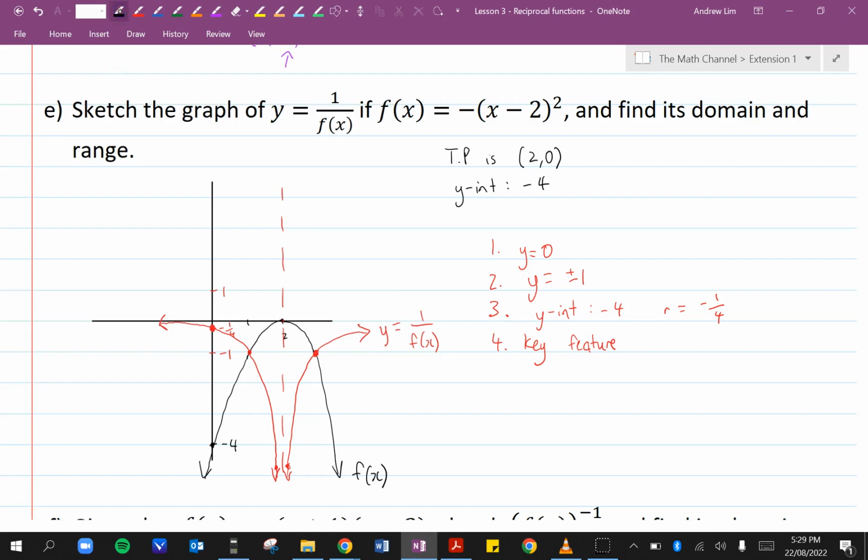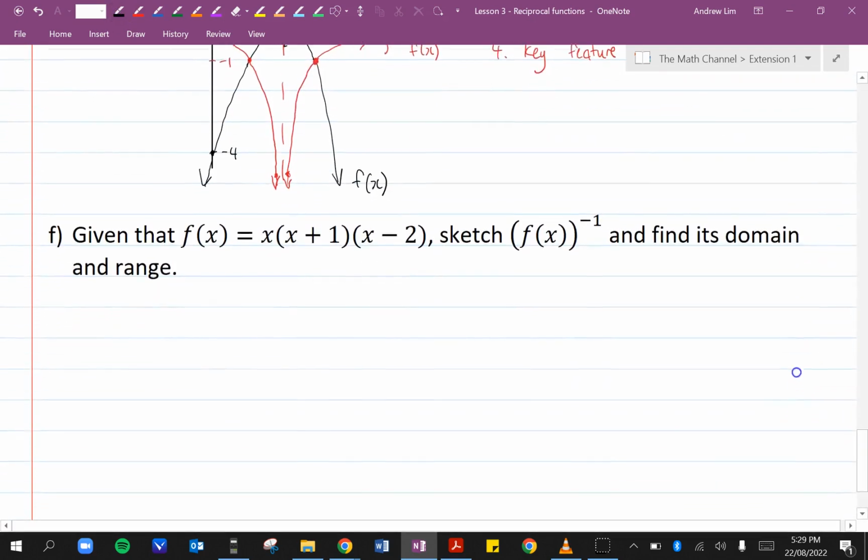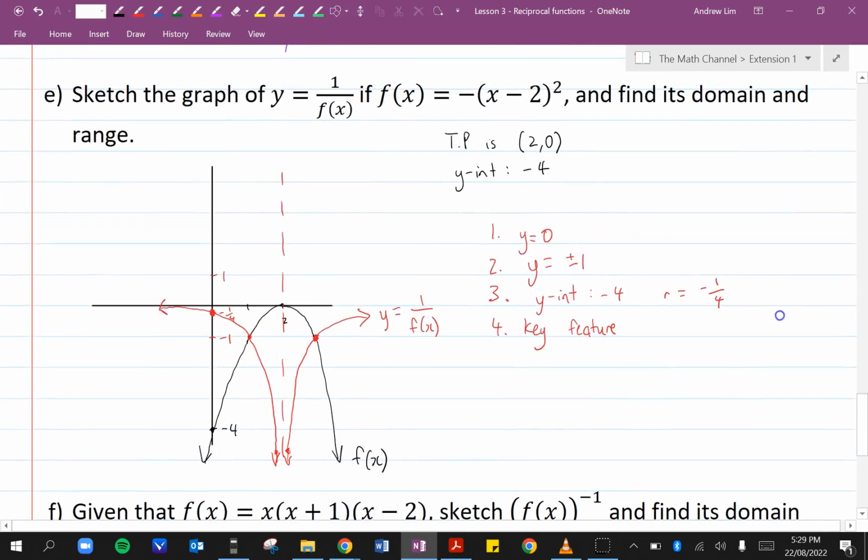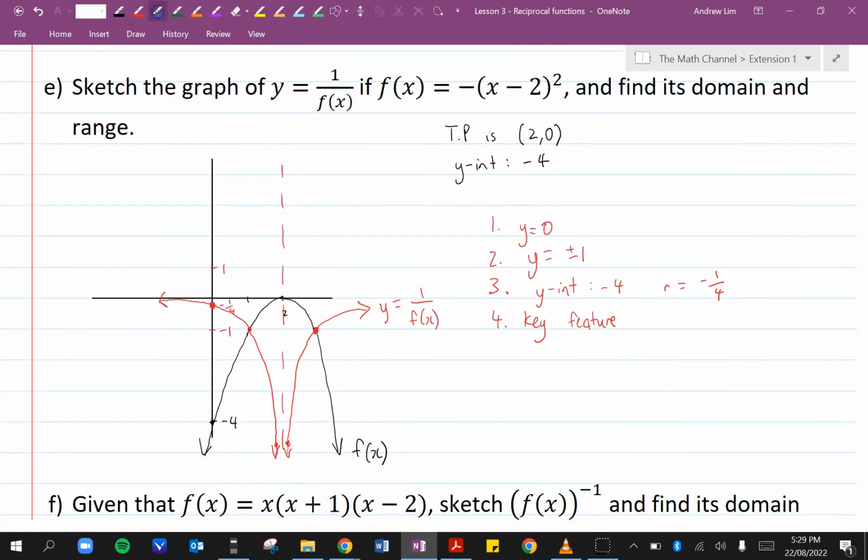Alright, last one. Given that f of x is equal to x(x plus 1)(x minus 2), sketch f of x to the minus 1 and find its domain and range. Oh, again, I forgot to do that. So let's quickly do that. The domain.